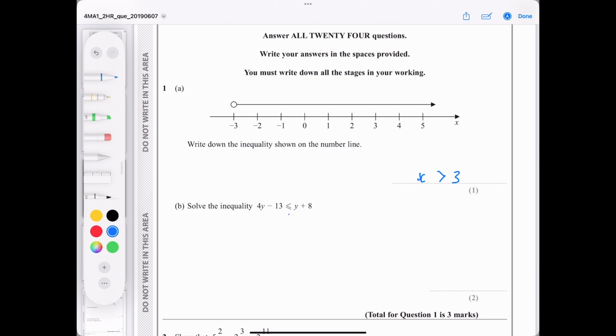With this, you always take away the smallest y from the biggest y, so take y away on that side. We get 3y minus 13 is less than or equal to 8. And then we add on the 13 to both sides, and that would be 21. So 3y is less than or equal to 21. y is less than or equal to 7.